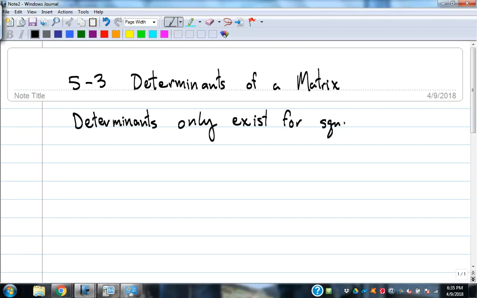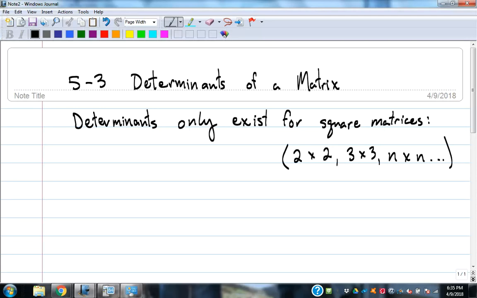But determinants only happen with square matrices. Matrices is the plural for a matrix. A square matrix is something that is 2 rows by 2 columns, 3 rows by 3 columns, n rows by n columns. It's got to have the same number of rows and columns to be square, and then we can calculate the determinant based on that.